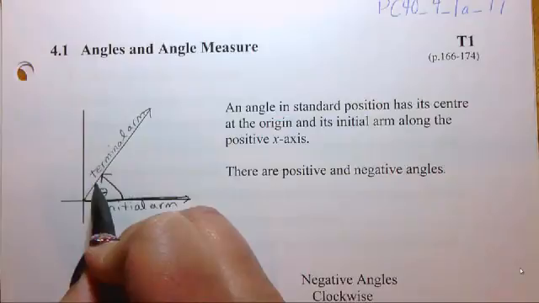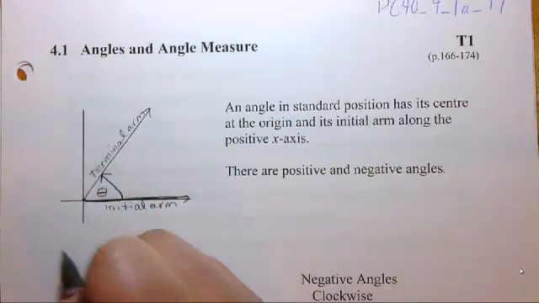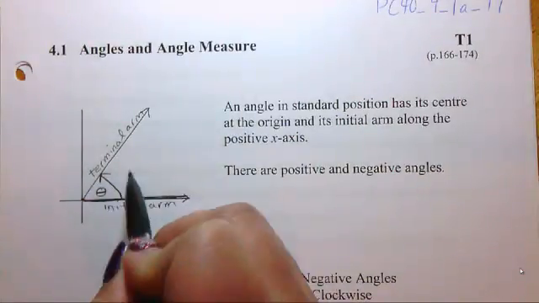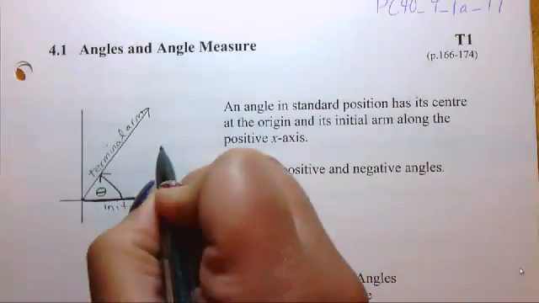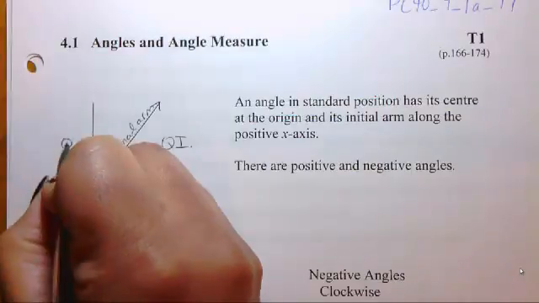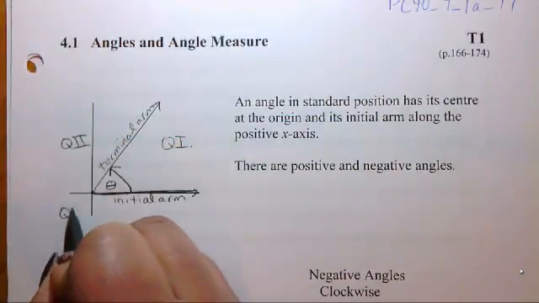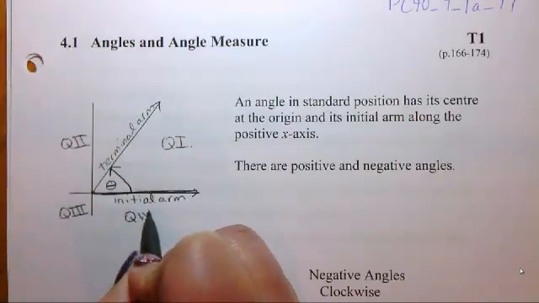Now, we're going to look at angles terminating in all of the 4 quadrants, but first we're just defining that our angle in standard position is right here. Okay, now just to recall, this is going to be quadrant 1, this here is quadrant 2, this over here is quadrant 3, and this is quadrant 4 down here.